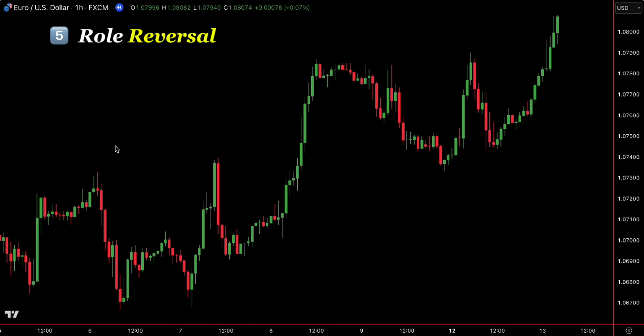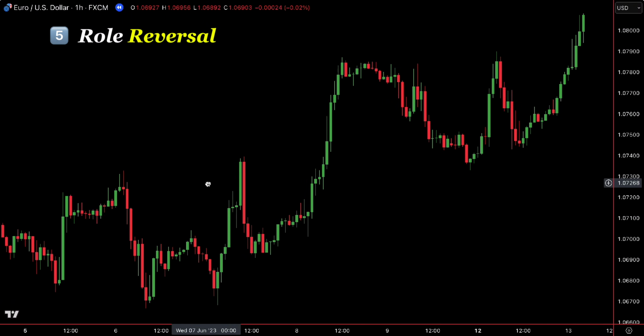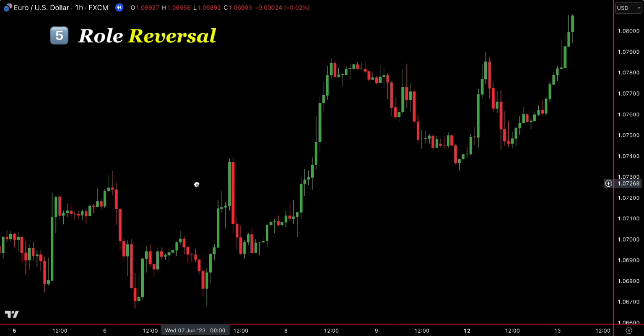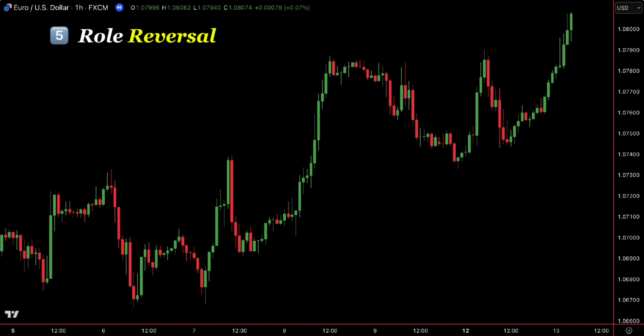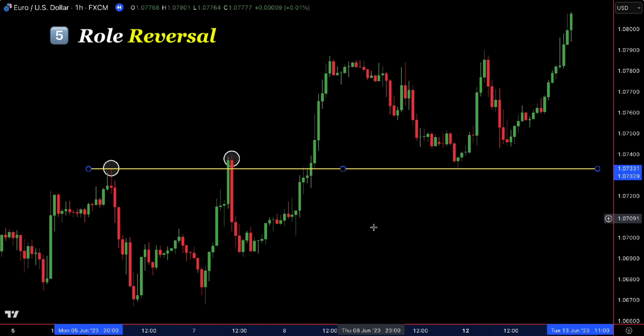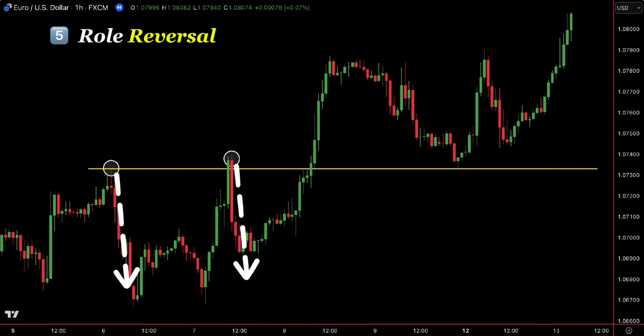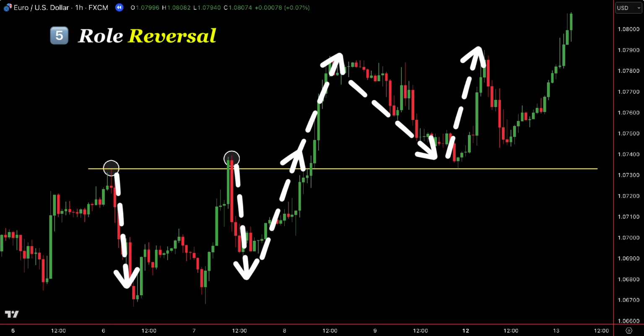Role reversal. Support becomes resistance and resistance becomes support. One of the most powerful confirmations is when a level flips roles. On the chart example, price rejected a resistance level twice, then finally broke above it. When price came back down, the same level held as support. This flip, known as role reversal, is a signature of high-quality levels used by smart money. When you see this, keep the level marked. It will likely matter again.